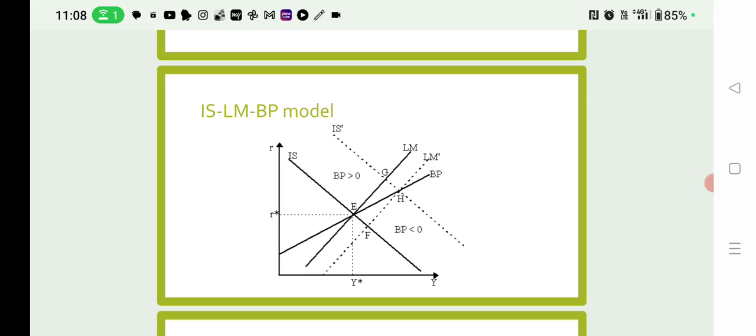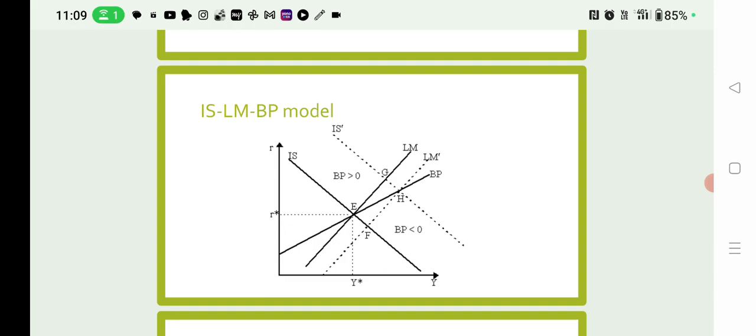IS curve is initially, as I said, the economy is in balance at point E, where IS curve, LM curve, and BP curve are intersecting each other. So that's the initial point of goods market, money market, and balance of payment equilibrium. So that's a point in which rate of interest is R star and level of real income is Y star. So that's the combination of the IS, LM, and BP schedule at that point.